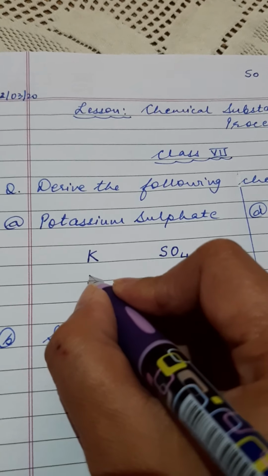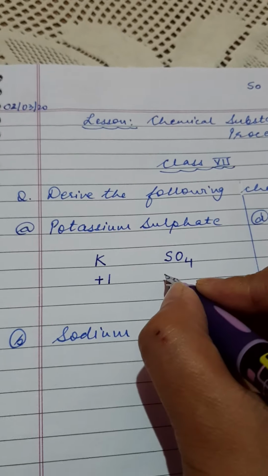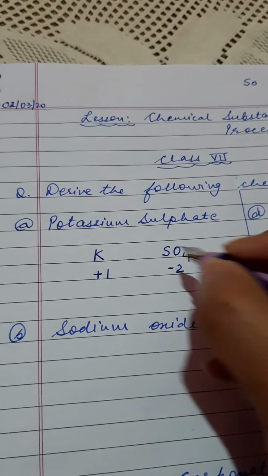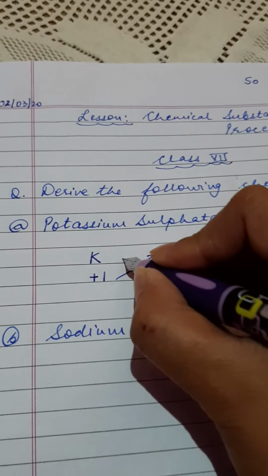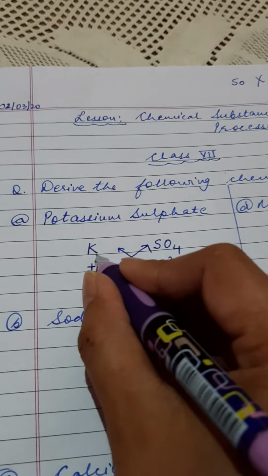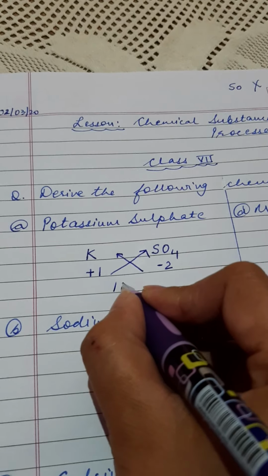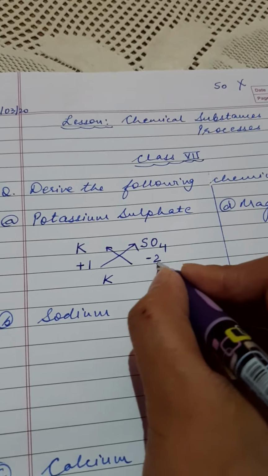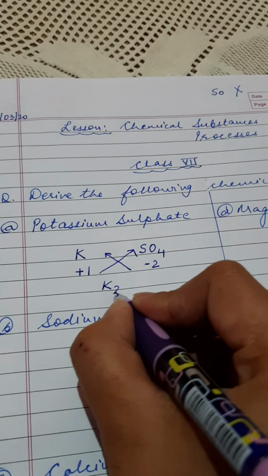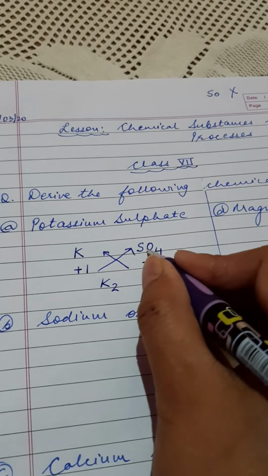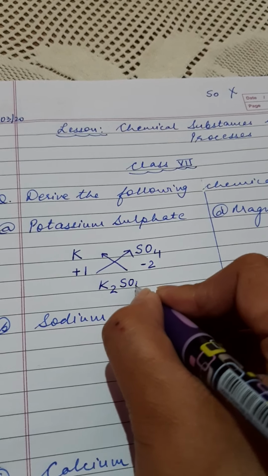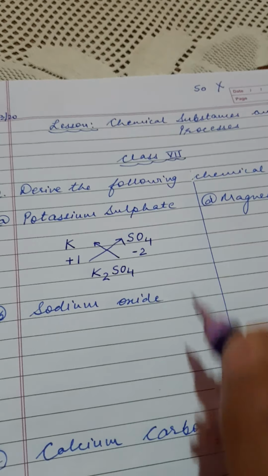So then you write the charges. Potassium has 1 positive charge and sulfate has 2 negative charges. Cross multiply. K multiplied by 2. So you are not going to write the signs here, just the values. K multiplied by 2, you get K2, and SO4 sulfate multiplied by 1, you get SO4. So this becomes potassium sulfate.